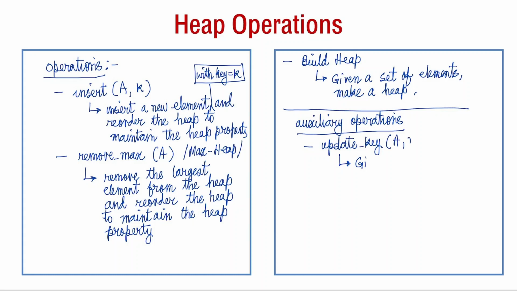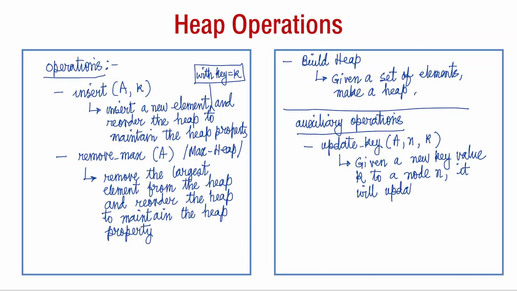Given a heap A and a node N and a key value K, given a new key value K to a node N, it will update the key value and reorder the heap to maintain the heap property.